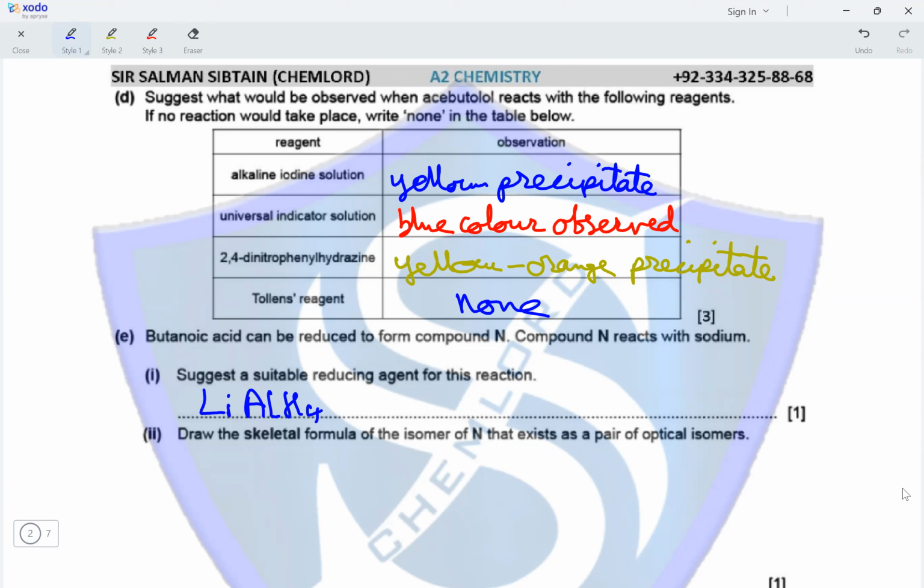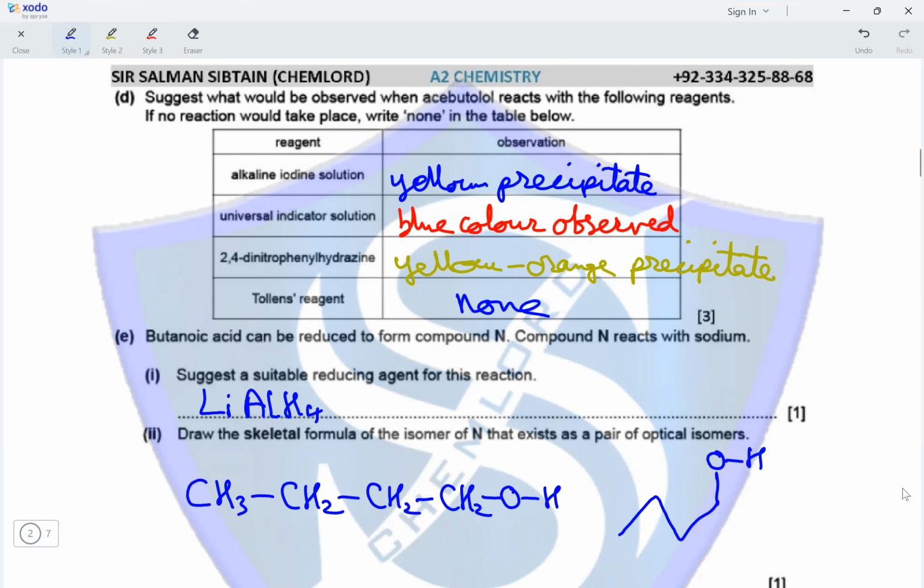So butanoic acid can be reduced to form compound N. Butanoic acid will be reduced to form compound N, which would be butan-1-ol. This would be CH3, CH2, CH2, CH2, OH, which would be drawn in the skeletal form like this: 1, 2, 3, and 4 carbon atoms with the OH group attached to the first carbon atom.